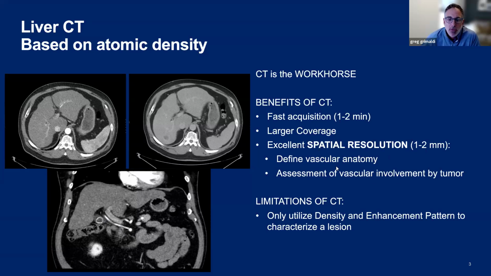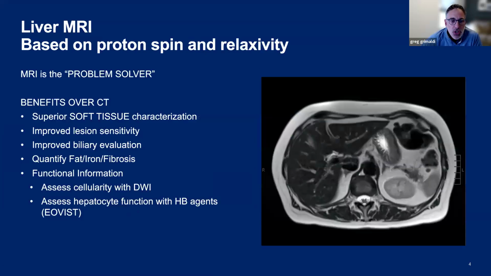So CT is really good for divining vascular anatomy, assessing vascular involvement by tumor. We know this when we think about pancreatic cancer. But again, the limitation is that we only use density and enhancement pattern to characterize a lesion. So if CT is known for spatial resolution, MR is known for soft tissue characterization. So MR is based on proton spin and relaxivity. And we're not going to get into any more of the physics other than making those two statements.